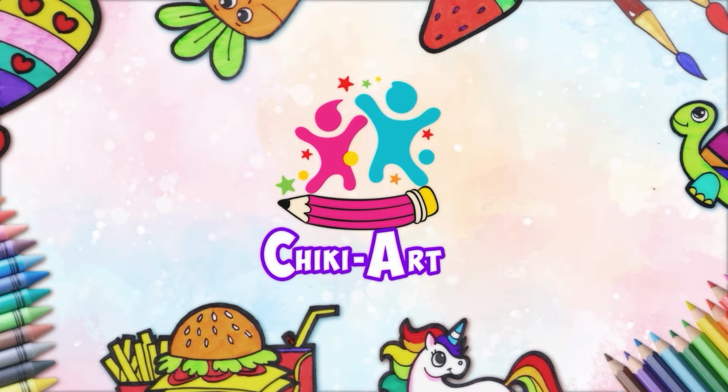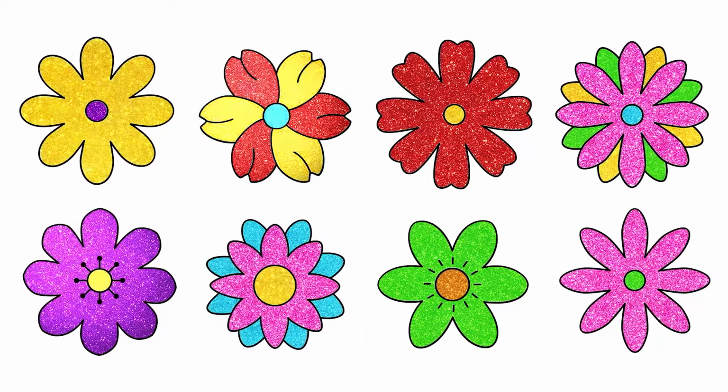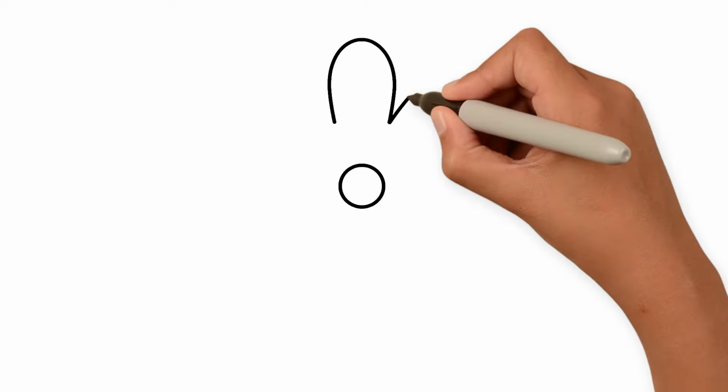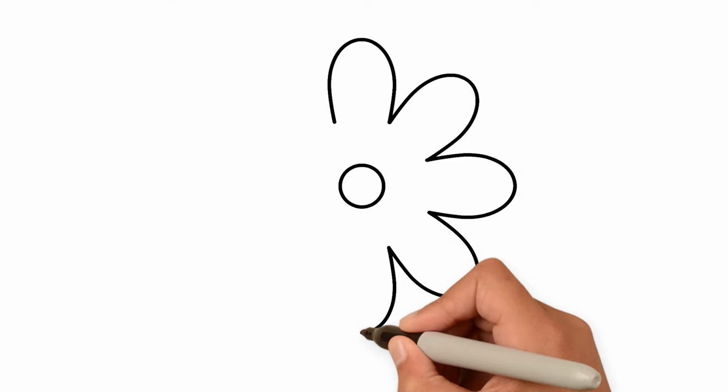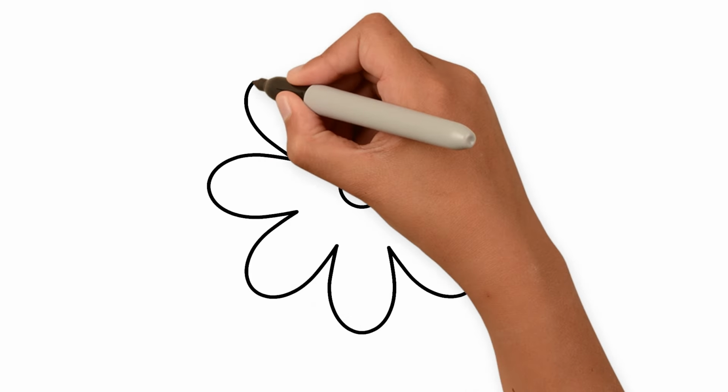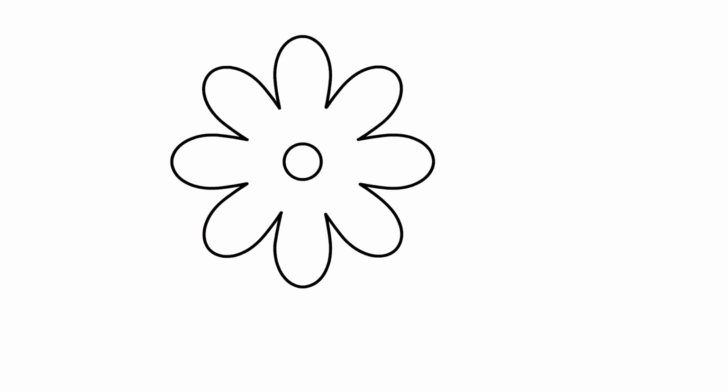Chiki Art! Hey kids, would you like to learn how to draw flowers? It is super easy and you can do it all different ways. Look, let's show you. First of all, you draw your centre, which is just a little circle, and then some nice oval shapes to form your petals. And there you go. That was easy, wasn't it?